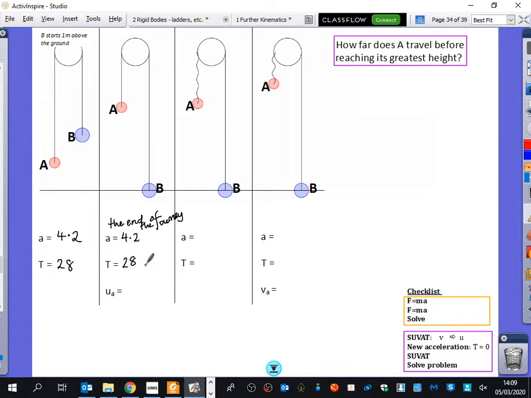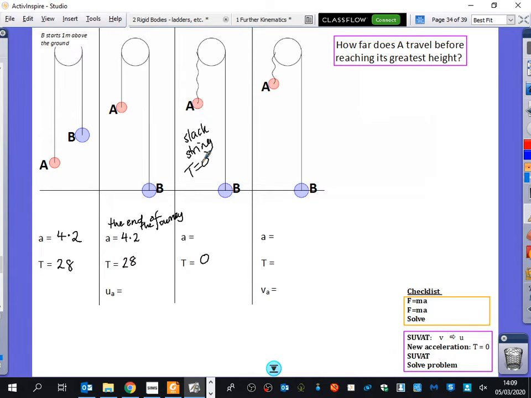Now this is when B has hit the floor. What can you tell me about the tension or the acceleration here? The acceleration is not 0. The tension is 0 because look, the string has gone slack. So I can say here it is a slack string, which means that the tension is equal to 0.